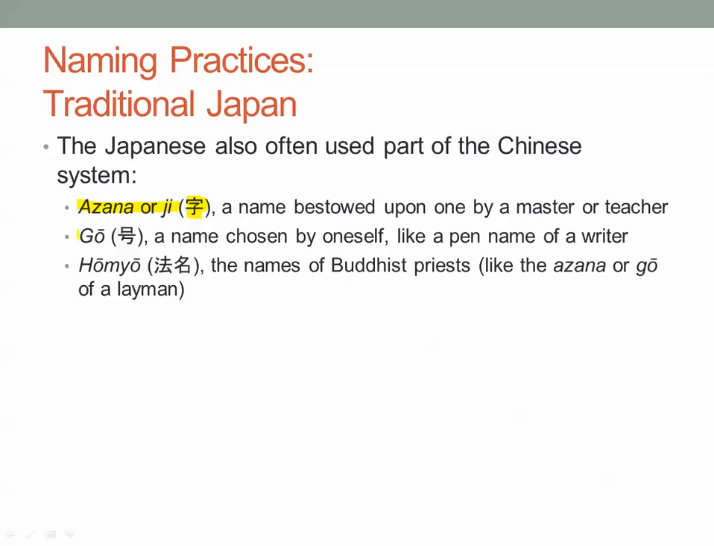There's also what's known as a go, as in bango no go, and that's a name that you choose yourself. Like writers choose a pen name or artists can choose a pen name. Scholars in Chinese history and Japanese history often will choose a name, a go. And then there's homyo, which is the names of Buddhist priests. Okay, so there's sort of a separate category for the Buddhist priests.